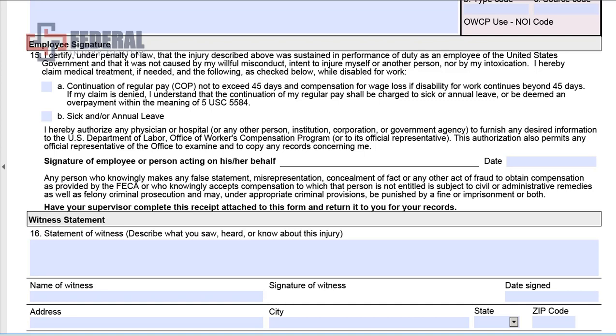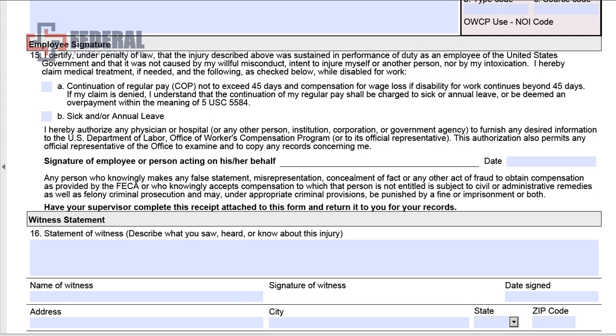In fact, there's a good amount of confusion when it comes to COP and filing. The law states that you have 3 years for either a CA1 or a CA2 from the date of injury to file. You have 30 days with a CA1 from the date of injury to qualify for continuation of regular pay. So if you want continuation of pay, you need to submit this form within 30 days of the date of injury. So why is that receipt important?